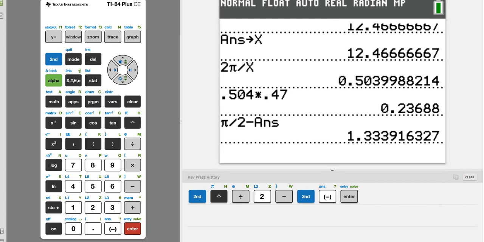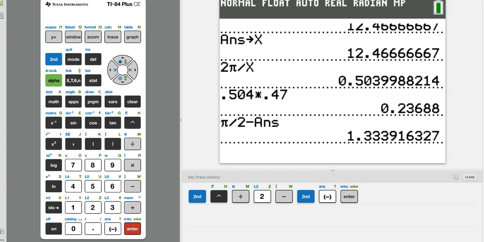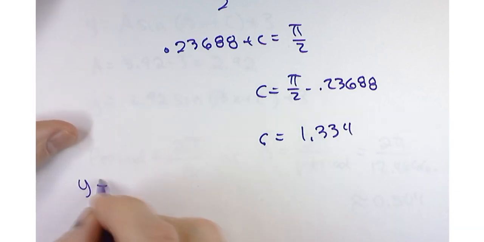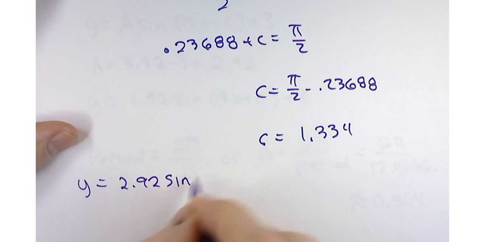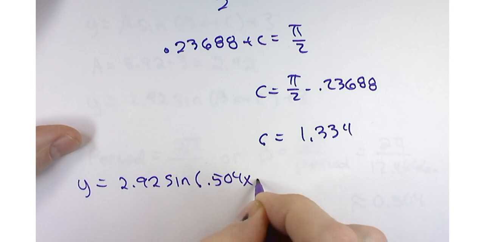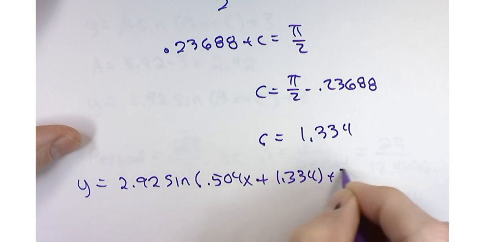So I can put that in as my last update to my function. Overall, my function is y equals 2.92 times sine of 0.504x plus 1.334 plus 3.